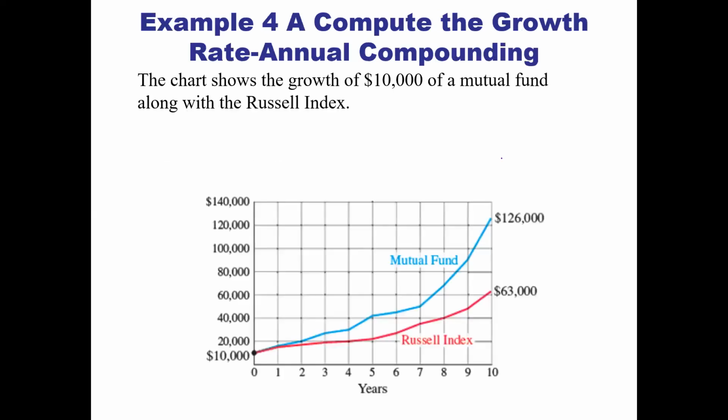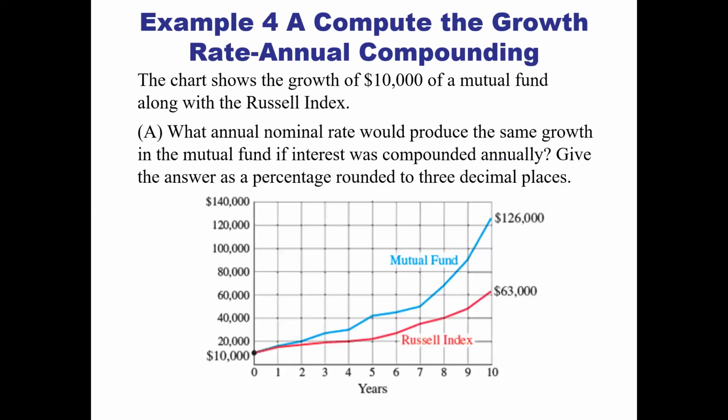growth of an investment. So here we have a chart showing the growth of $10,000 of a mutual fund along with the Russell Index. And the first question to ask is, what annual nominal rate would produce the same growth in the mutual fund if interest was compounded annually? Give the answer as a percentage rounded to 3 decimal places.